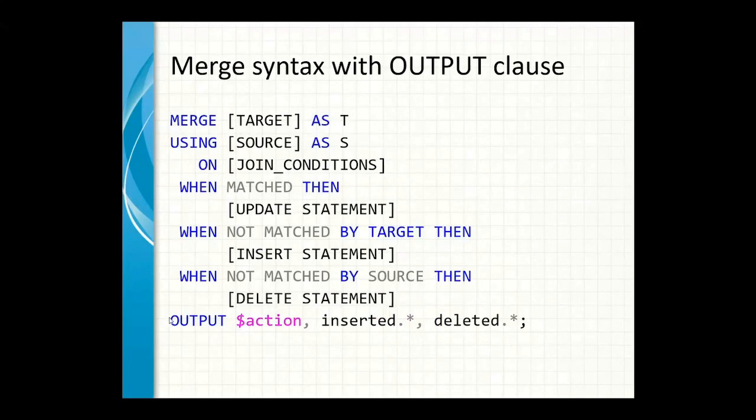All you have to do is just add one extra statement there with an output keyword, output $action. This is a variable which will tell you basically if an insert was performed, an update was performed, or a delete was performed, because there are chances either one or all of them could be performed with the help of the merge statement. And then you can access the inserted and the deleted magic tables. So .* is basically me accessing all the columns in these magic tables.